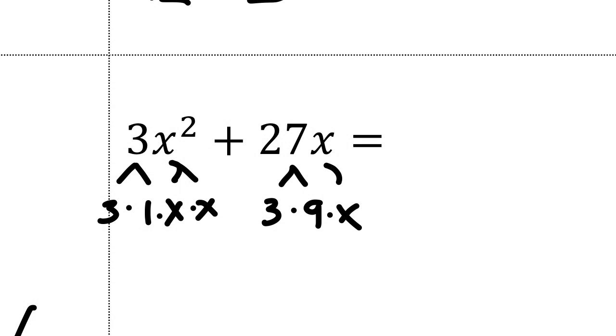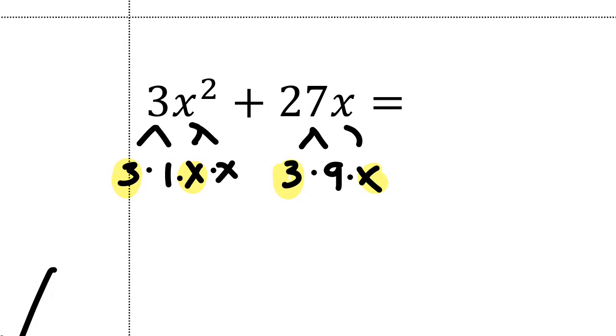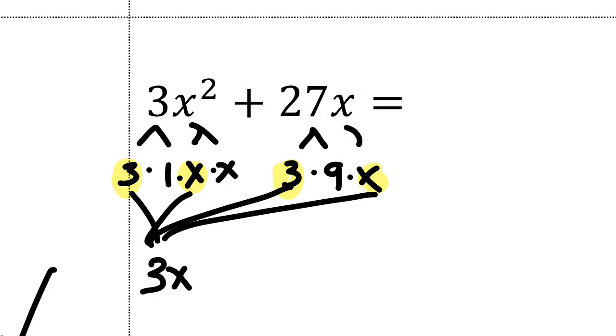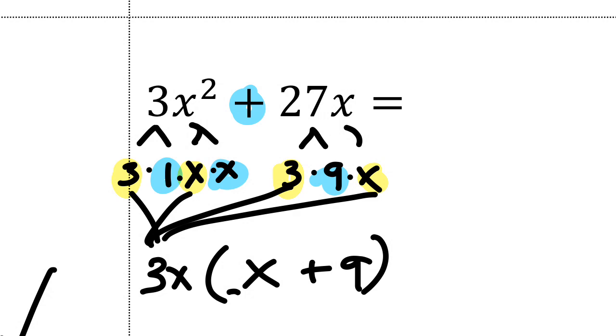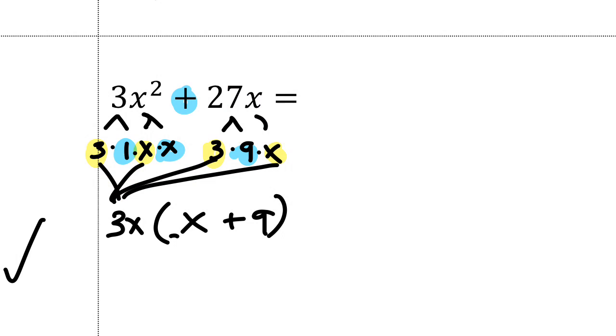Okay, so again, we're going to start by looking at what it is that they have in common. They have a 3 in common. They have an x in common. So once I've done that, I can pull out my 3x. There it is. And everything that's left over is going to stay inside. So 1x plus 9. Again, I don't have to put the 1 here, but I can. 1x plus 9. And hopefully you're getting into the groove now.